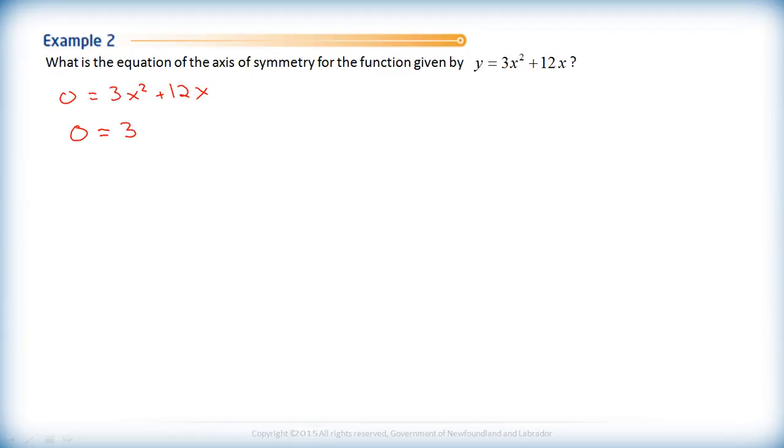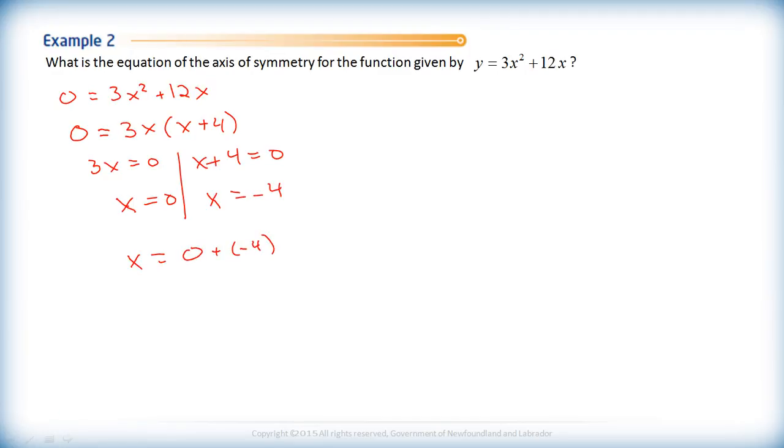So it was a common factor strategy. We took out a common factor, 3x, and that left us with x plus 4. So that gave us, we said, either 3x must have been 0 to make that equal 0 when it's multiplied, or x plus 4 is 0. So that means that x would have to equal 0, or x would have to equal -4. Make x's, not y's. So if that's the case, we can get our axis of symmetry by taking the average of those, 0 plus -4, divided by 2, which should give us -2. So there's our axis of symmetry for this. It's at x equals -2 if we do it that way.